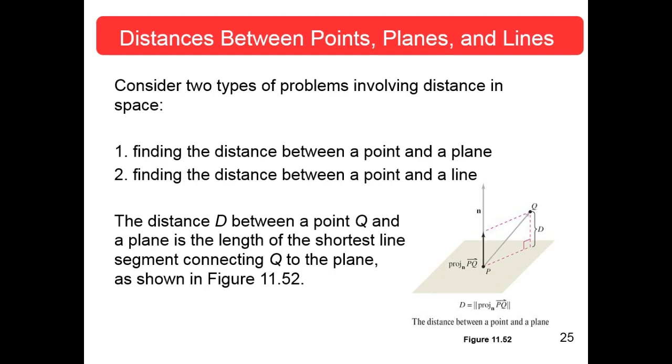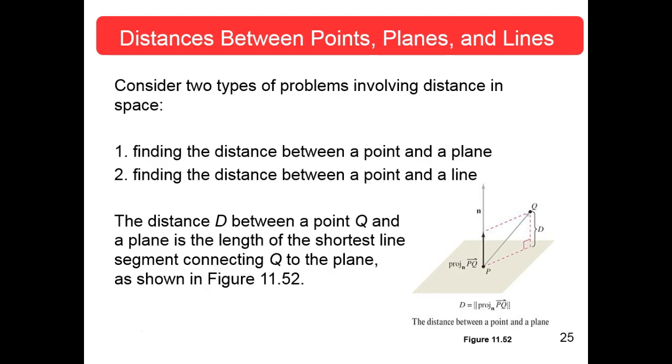So, here's the point Q, just somewhere out here in space, with x, y, z components. Here's a plane P down here. Okay? Now we want the distance D between the point Q and that plane P. That would be the shortest distance, the perpendicular distance from this plane to that point Q.